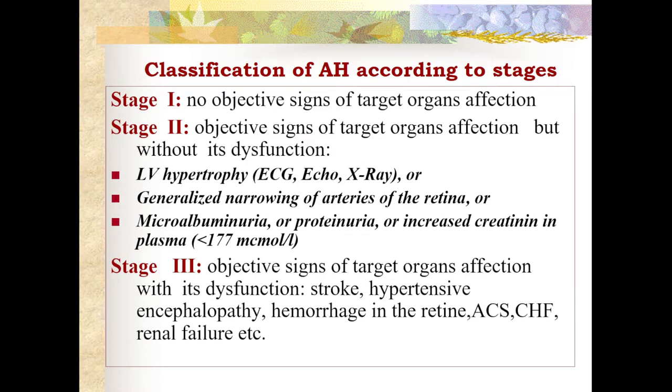The second criterion of stage 2 is generalized narrowing of the arteries of the retina. And the third criterion of stage 2 is microalbuminuria or proteinuria or increased creatinine in plasma, but less than 177 micromole per liter.